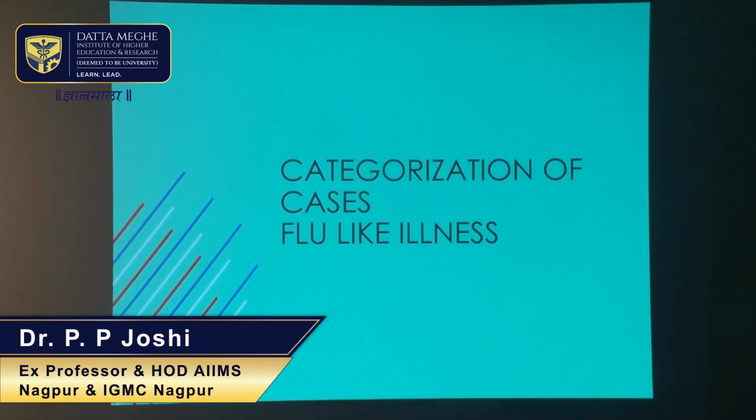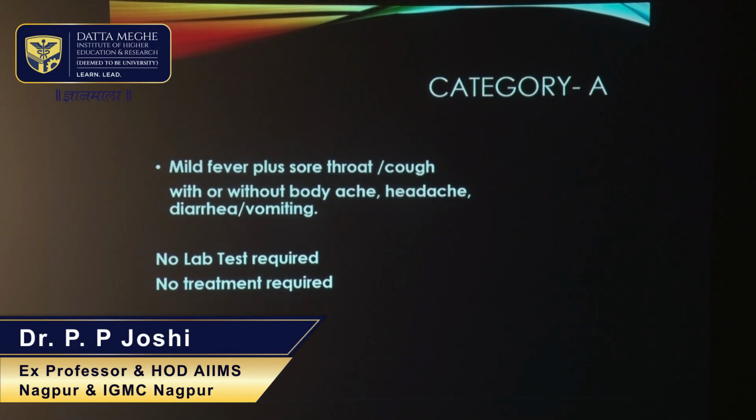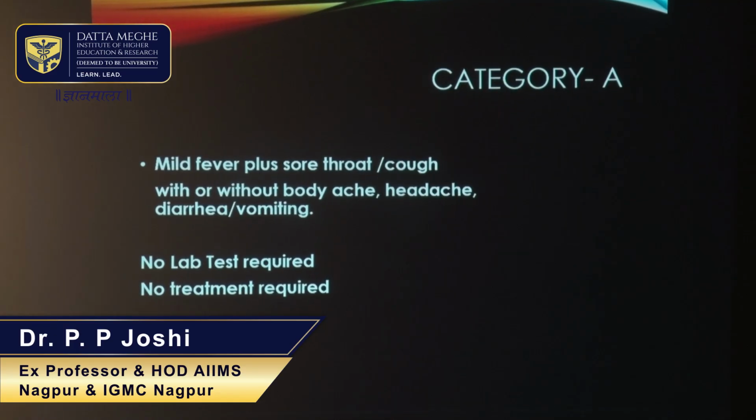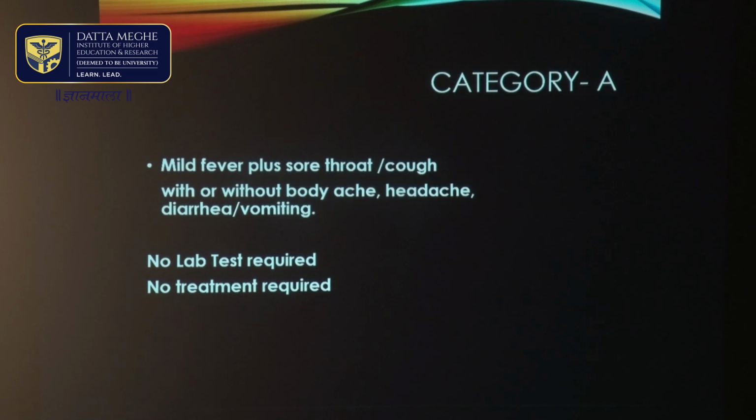Now, in influenza viruses, we can categorize the patients into mild category A, B, and C. Mild patients have only sore throat, mild fever, and cough with or without expectoration, and patients may have body ache, headache, diarrhea, vomiting. Since the disease is mild in patients who have very mild grade fever and cough, who may or may not have any systemic manifestations, in that situation the patient is treated at home, no lab tests are required, and no treatment is required.